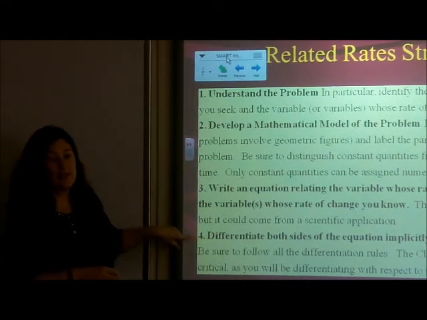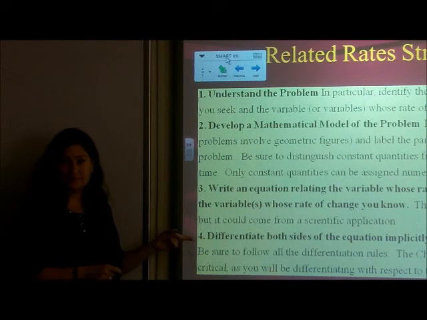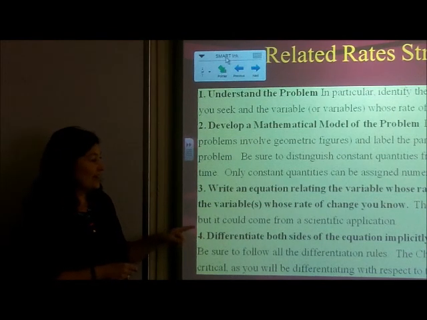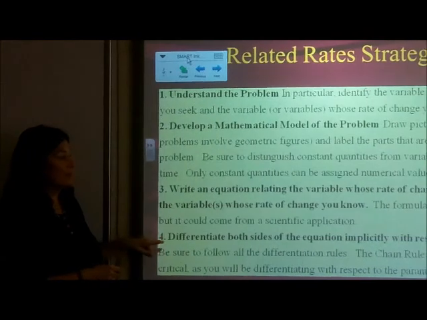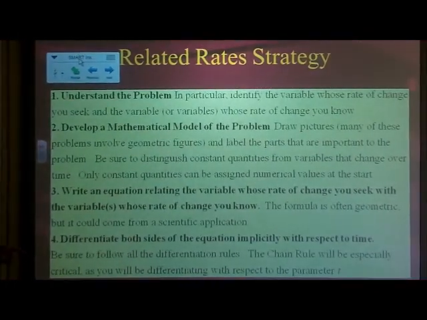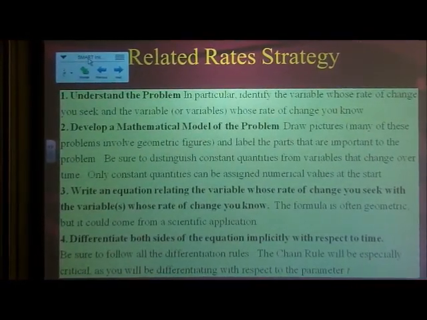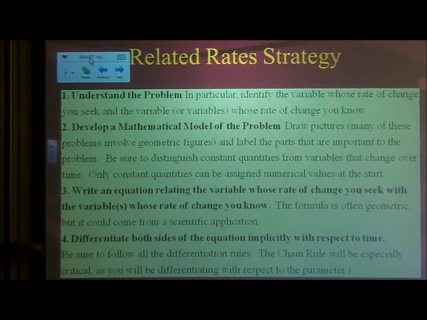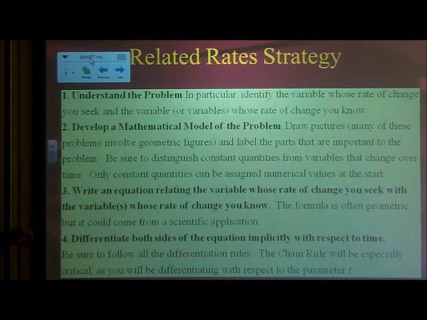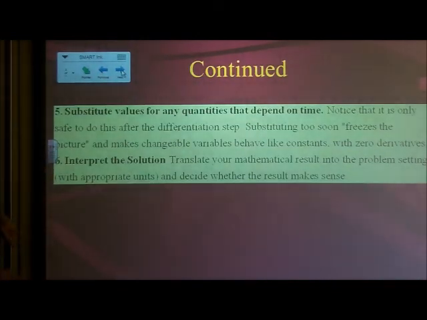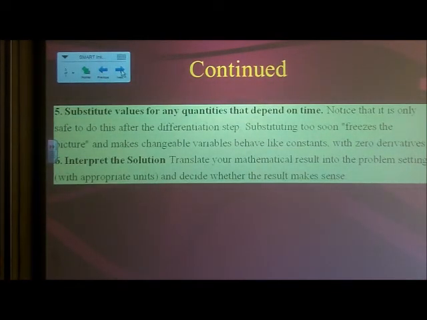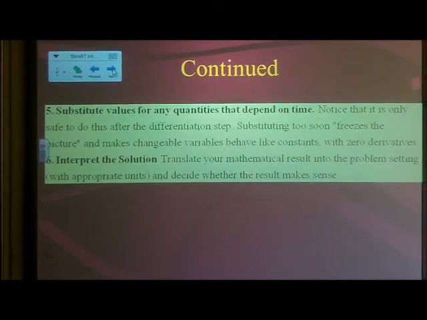And then related rates are all implicit differentiation. So we have to differentiate the equation implicitly with respect to time. Because everything is moving, it's going to be dx/dt or dy/dt. So your variable is always going to be t. What if we have something like xy? You have to use the product rule for xy. Chain rule if it's anything squared and it's moving.